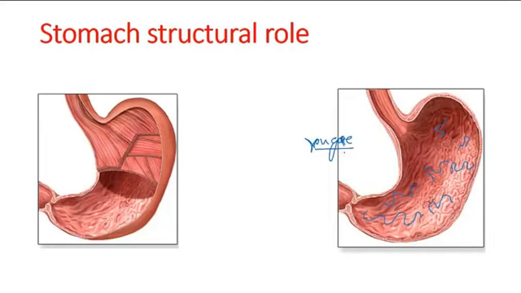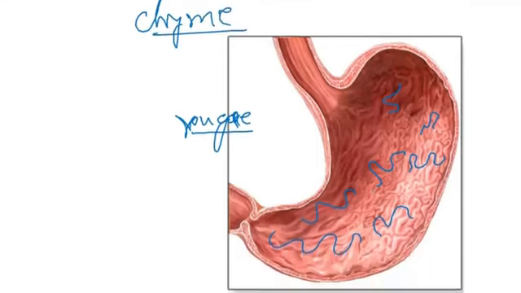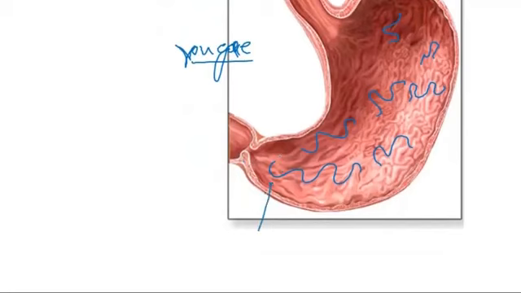Once the food is mixed with the gastric juices, which are secreted by the stomach itself, all this food mixed with the gastric juices is known as the chyme. Remember, it's known as the chyme, which is then moved from the pylorus, the end of the stomach, to the duodenum, into the small intestine, because this is the end of the upper GI.